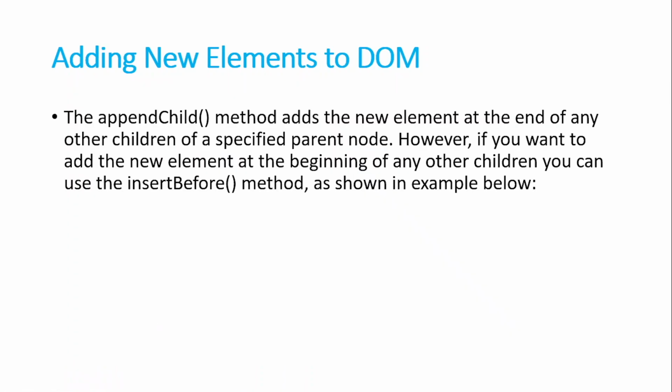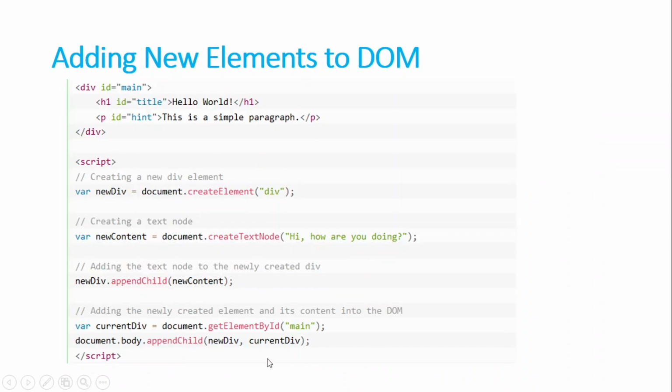The appendChild method adds the new element at the end of any other children of a specified parent node. So if we specify a parent node, let's say this currentDiv, it has two children. One is this h1, the second one is this p. So this newly created div will be added at the end of this container, after all the children, at the end of the main container.